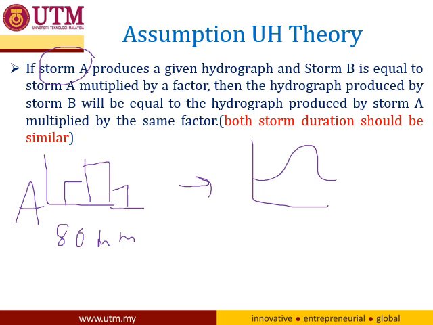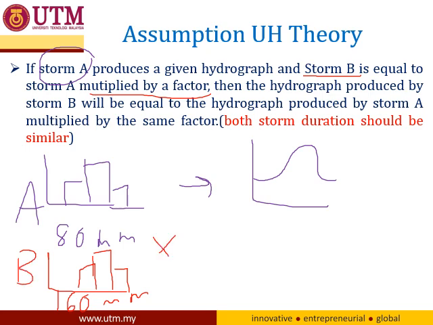And storm B, let's say there's another storm event rainfall. Let's say this is storm B, and the intensity is higher than storm A, maybe 160 millimeter. Here it says storm B is equal to storm A multiplied by a factor. So storm B is multiplied by 2 from storm A. Then we want to know the hydrograph produced by storm B.